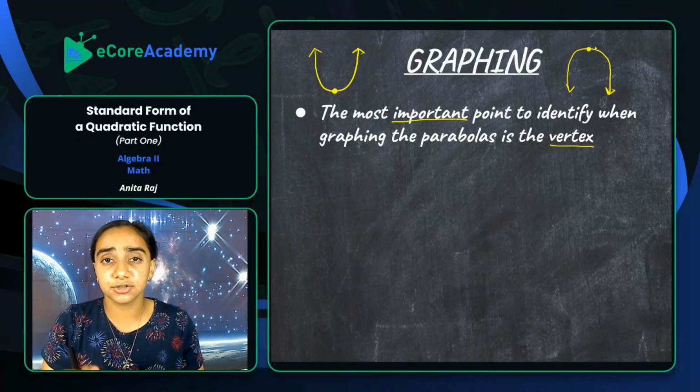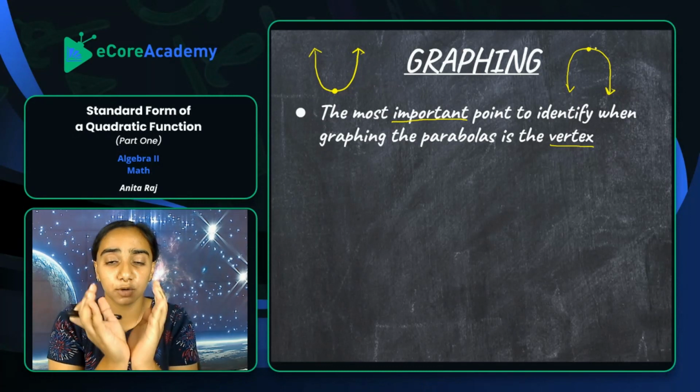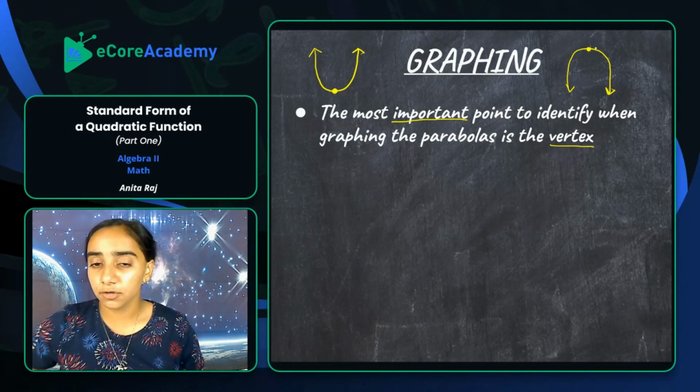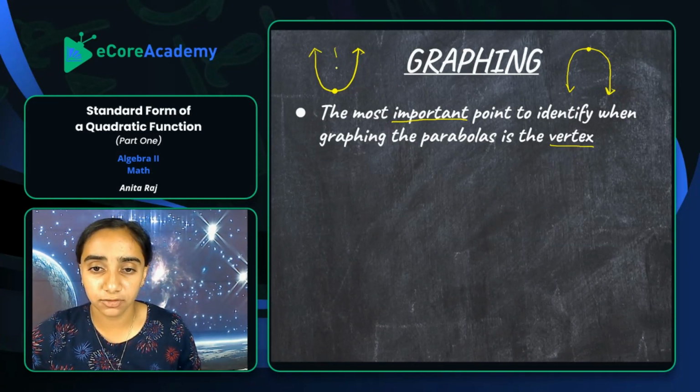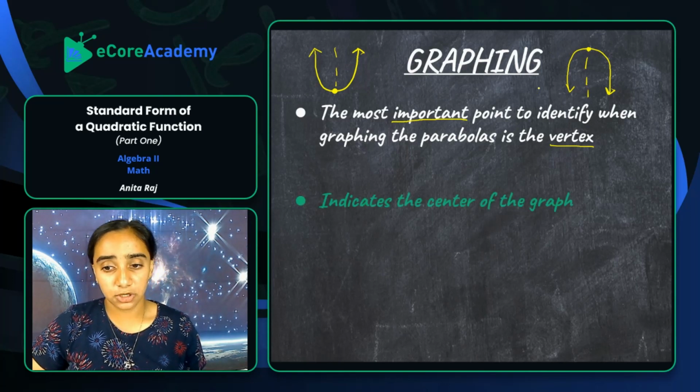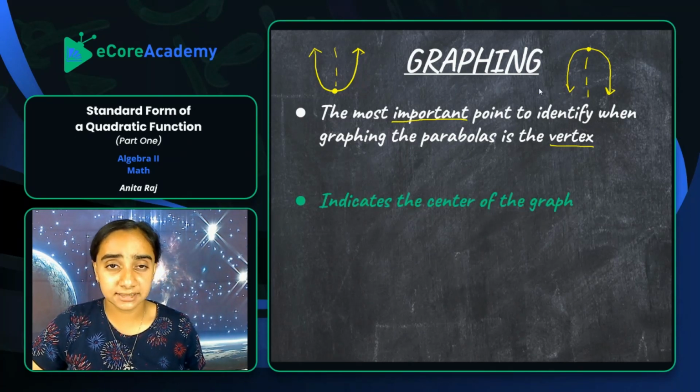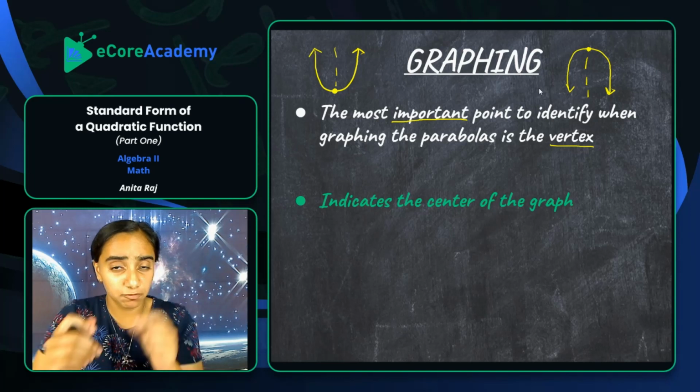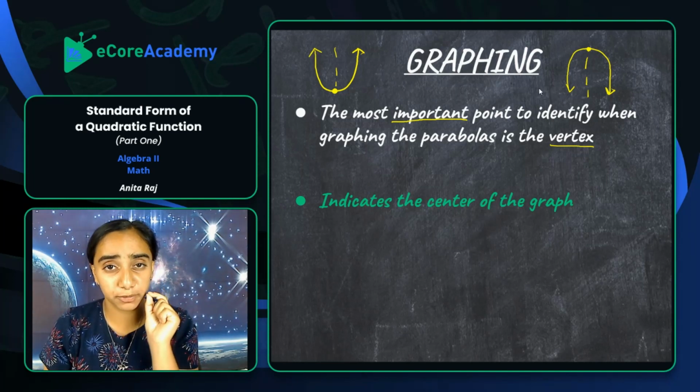Your vertex is going to divide your parabola perfectly into two symmetrical halves. Remember, your axis of symmetry is going to run right through your vertex. So that's what a vertex is, just a refresher in case you forgot it. So why is it important? It indicates the center of the graph. So it indicates right the smack middle of where your parabola is.